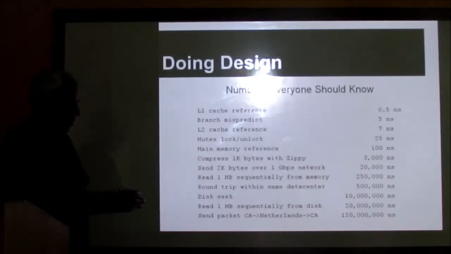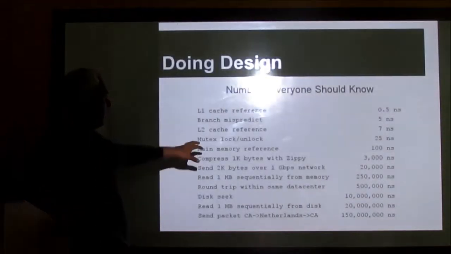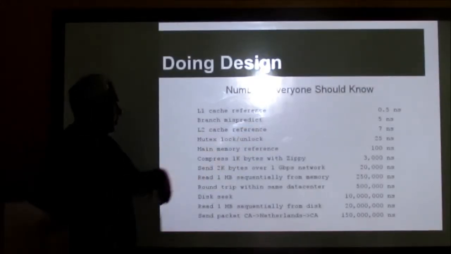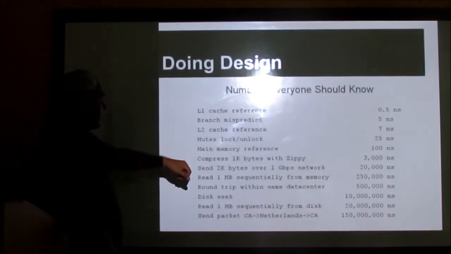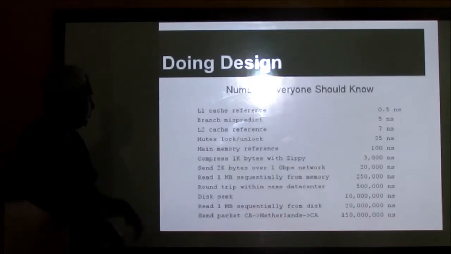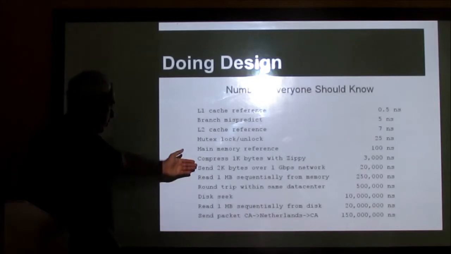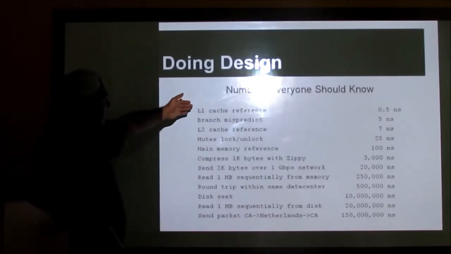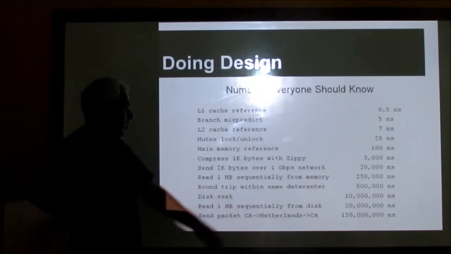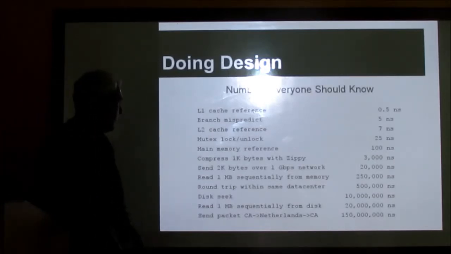If you want mutually exclusive access to some part of the memory or some data, then getting the lock, unlocking, and doing it has a cost associated with it. Main memory access. Compress 1 kilobyte of data with that protocol, it takes that much. Sending this much data, reading this, and so on. Now you see it goes from half a nanosecond all the way to 150 milliseconds for sending a packet from California to Europe and back. Right?